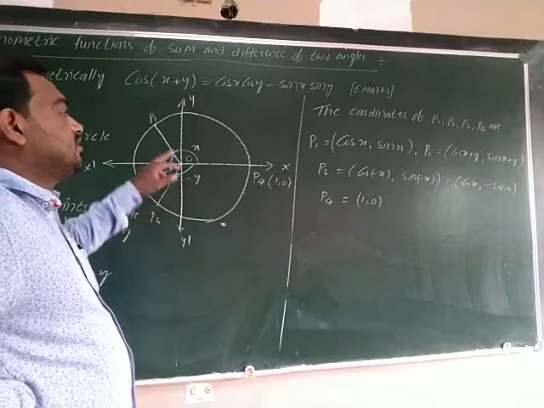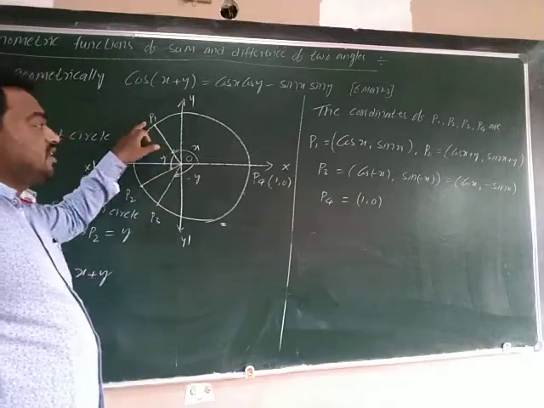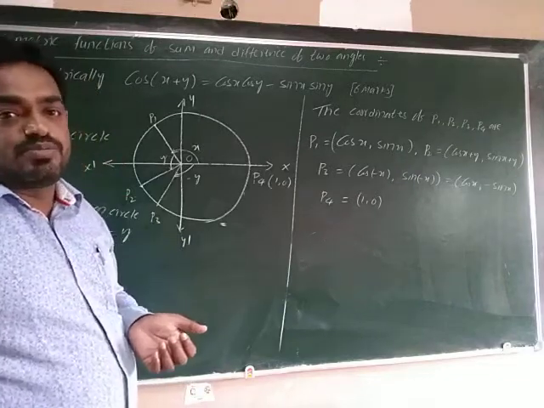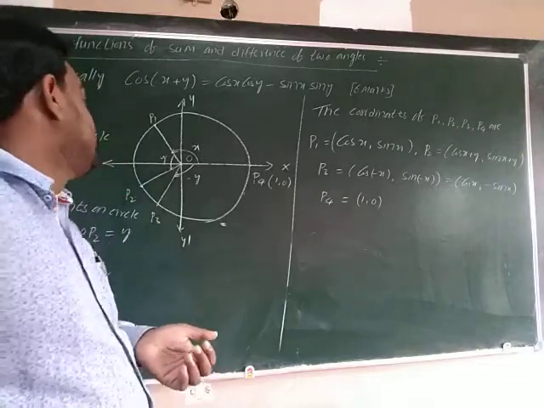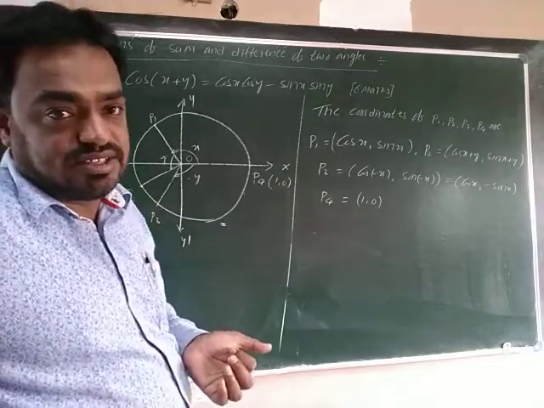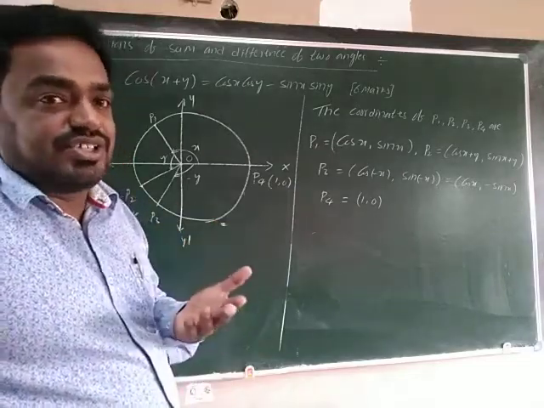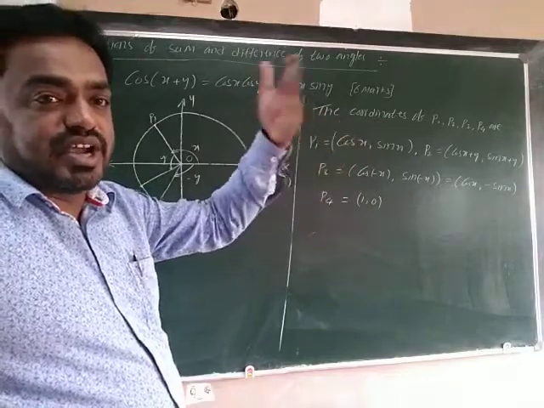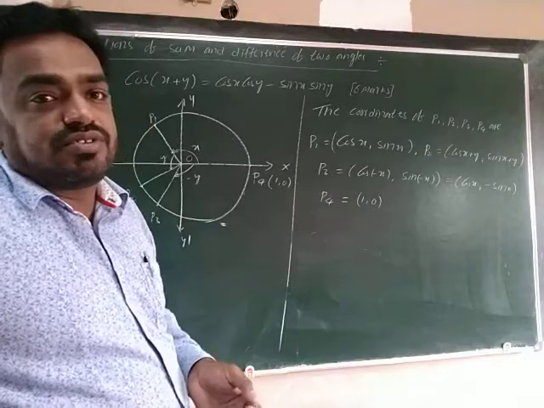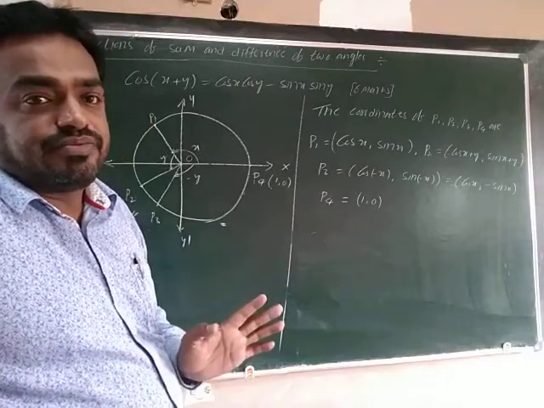Therefore, the coordinates are: P1 is equal to cos x comma sin x. P2 is equal to cos of x plus y comma sin of x plus y. P3 is equal to cos of minus x comma sin of minus x. Cos of minus theta is cos theta only, so cos x. Sin of minus theta is minus sin theta, so minus sin x. Next, P4 is equal to 1 comma 0. Okay, up to here.